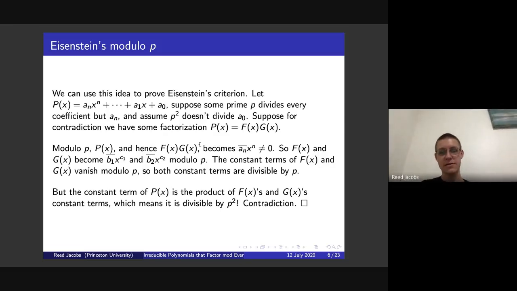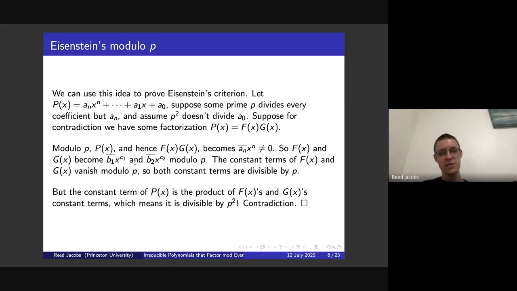Because p of x factors as a_n hat x to the n modulo p, f of x and g of x, when we take them modulo p, have to factor as b1 hat x to the c1 and b2 hat x to the c2, because their product has this form, and this is the only way their product could have that form. And because g of x and f of x become like this when we take them modulo p, every coefficient except their leading coefficients is divisible by p. In particular, both of their constant terms are divisible by p.